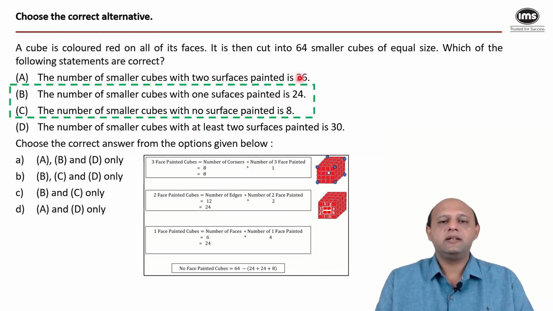With 2 faces painted should ideally be 24, not 36. And at least 2 means 2 or more than 2. So it should be 24 plus 8, 32. Therefore, statement A and statement D are not right. What is right is statement B and C.